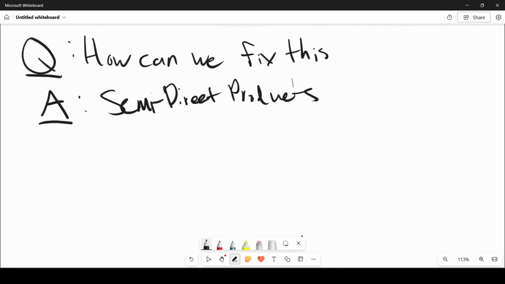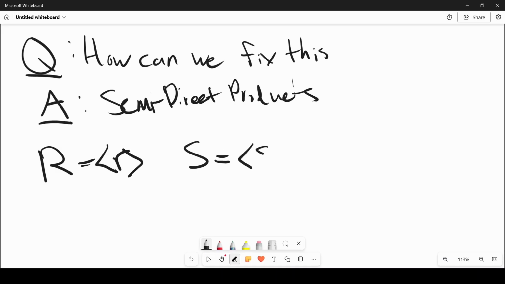So really what we want to analyze is, I'm going to call R to be this guy, and I'm going to call the subgroup S to be this guy. And what we want to analyze is the subgroup RS. Okay, so when R and S were both normal, RS had a simple structure. It was just R times S. Very easy. They commuted with each other. It was great. But now that S is not normal, RS is more complicated.